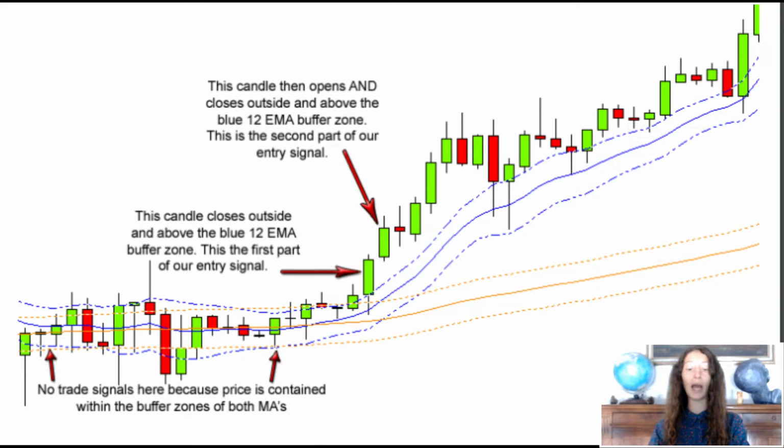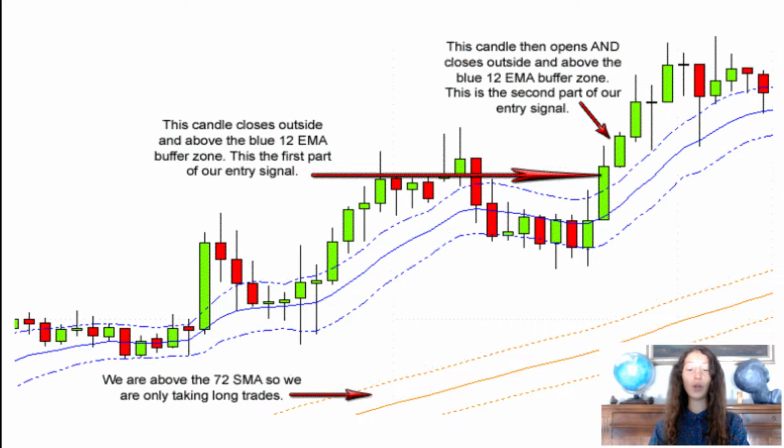I'll give you another example here to give you more clarification. You notice that the basic entry signal is always made up of two candles. The first candle has to at least close outside of the blue buffer zone. The second candle has to have the open and close of the candle outside of the blue buffer zone, and it has to be the same color as the first candle.